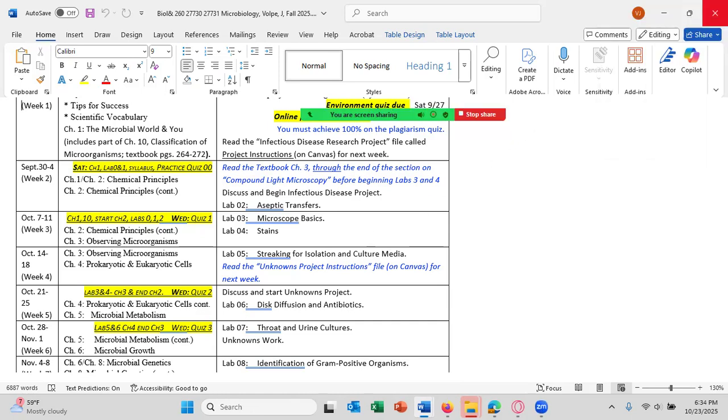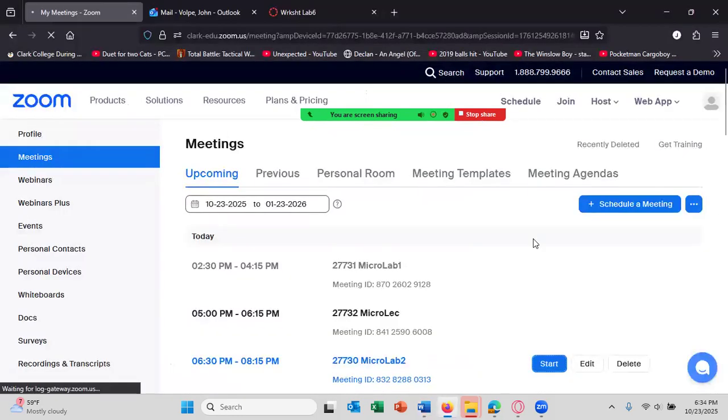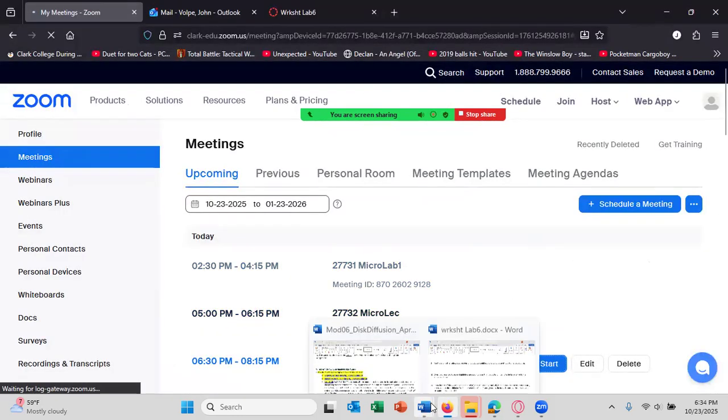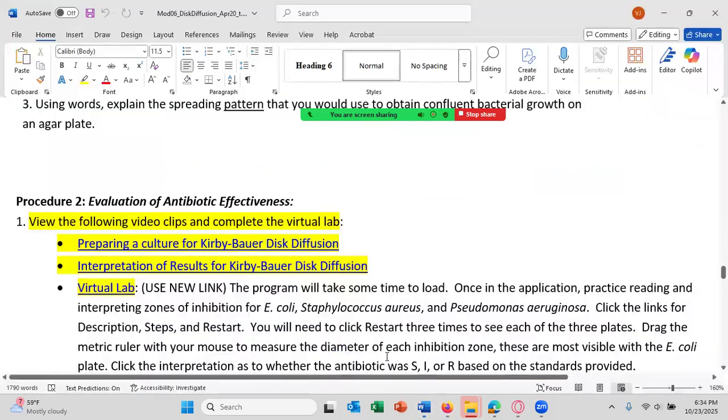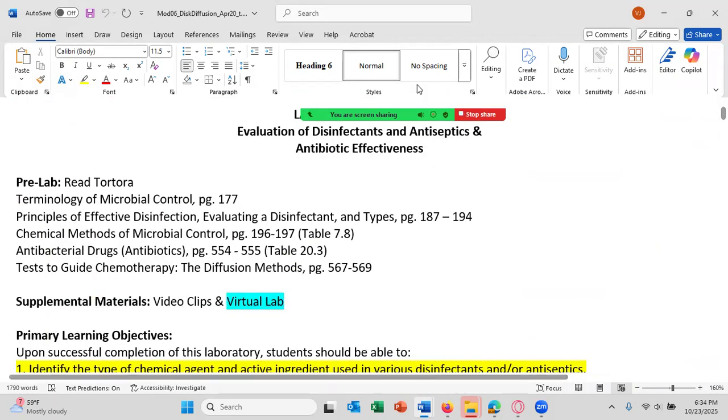I don't think I need that, so I'm going to shut it down. Didn't know I made changes. All right. Get that out of the way.